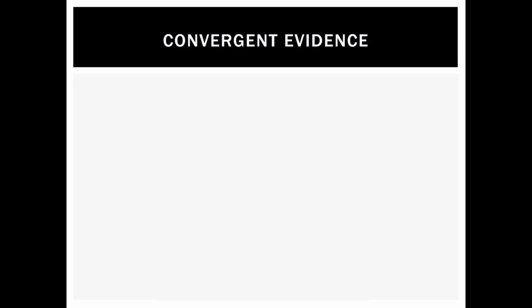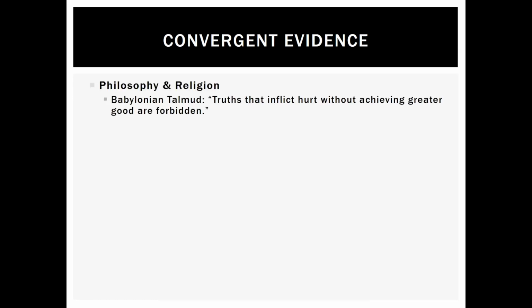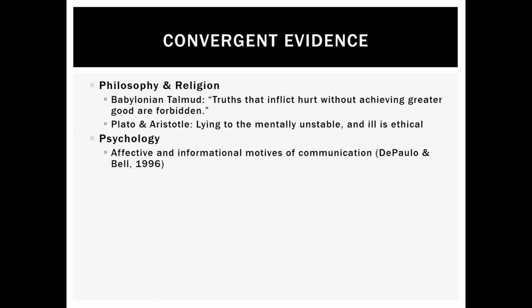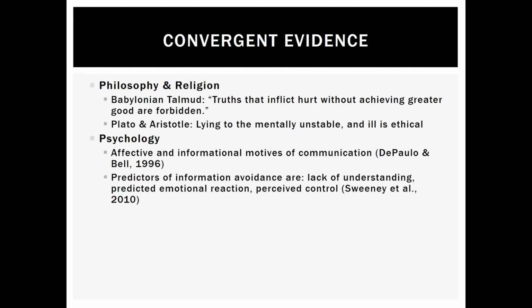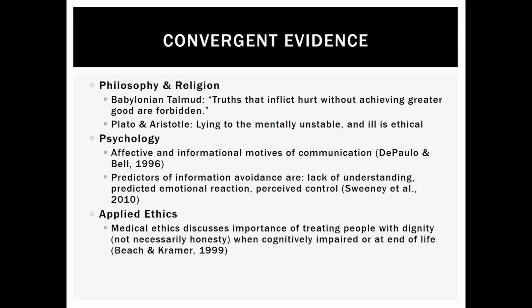But just to give you some examples, read back to the Babylonian Talmud, a book of rabbinical debates in Judaism, right? The rabbis discuss that truths that inflict hurt, immediate harm, without achieving greater good, providing instrumental value, are forbidden. Plato and Aristotle talk about the exceptions to honesty that are mandated when you're talking to the mentally unstable or the ill. In psychology, classic research by Bella DePaulo and others talks about these two motives of communication, affective, which relates to immediate harm, and informational motives, which relate to instrumental value. We also have a lot of discussions of these types of ideas in the information avoidance literature, as well as applied ethics, right? So this isn't completely novel, right, community standards, but it's a way to think about these exceptions under a common framework.